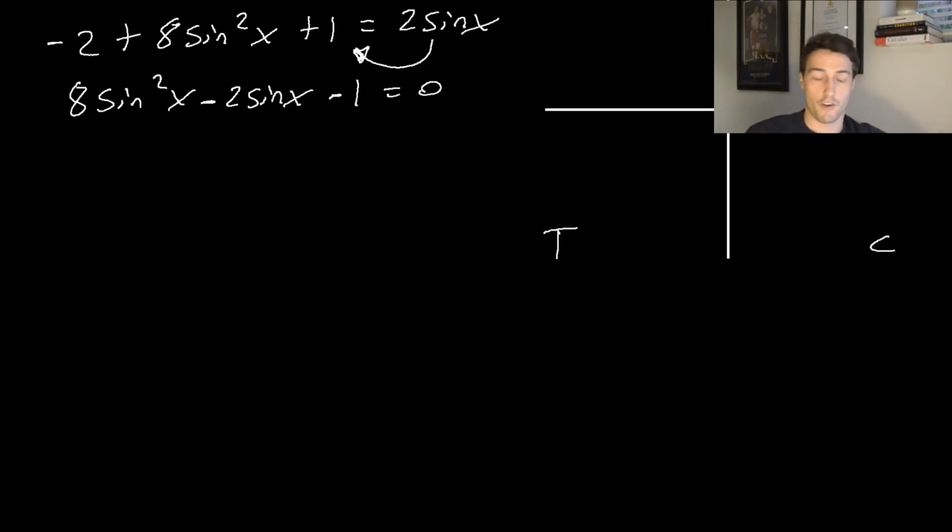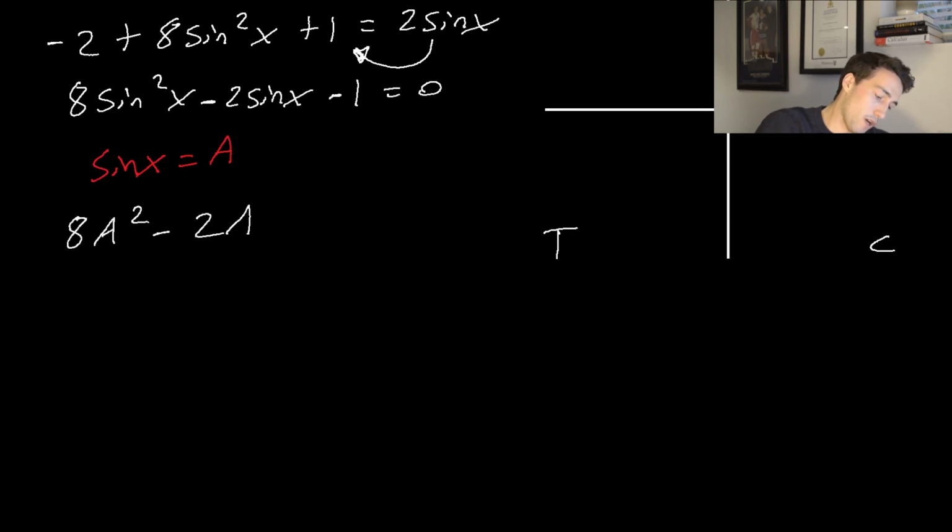Here, again, I'm going to have a quadratic. So I'm going to say sine of x, I'll do it in red, sine of x is equal to a. So wherever I see sine of x, I'm just going to put a. So this is 8a squared minus 2a minus 1 is equal to 0.